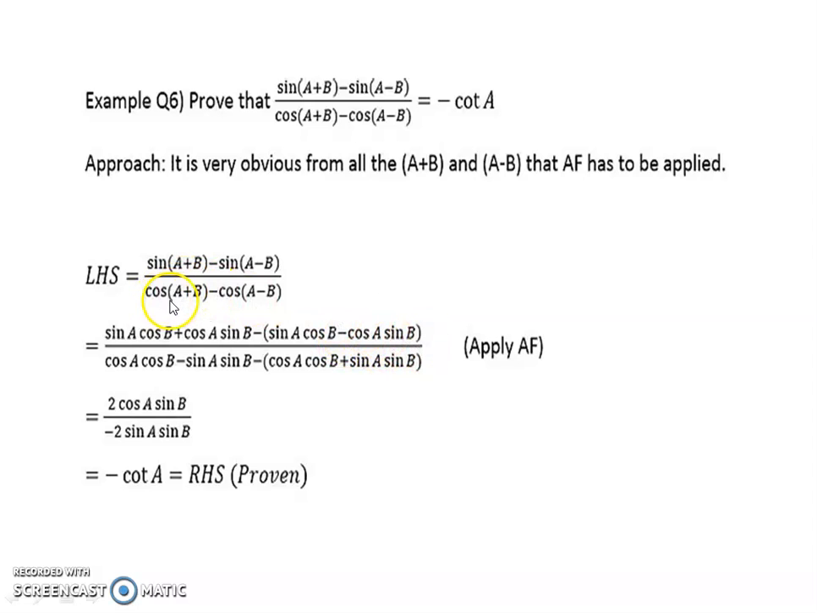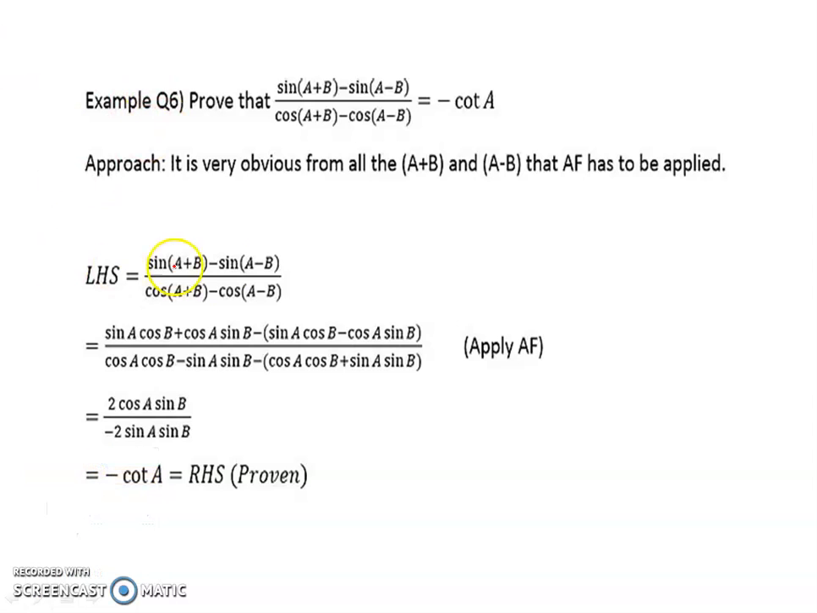Next, cos(A+B) is cos A cos B minus sin A into sin B. Minus remains the same. Put the compulsory bracket: cos(A-B) is cos A cos B plus sin A sin B. So we have to take the common terms and cancel, and the remaining terms I highlight here.